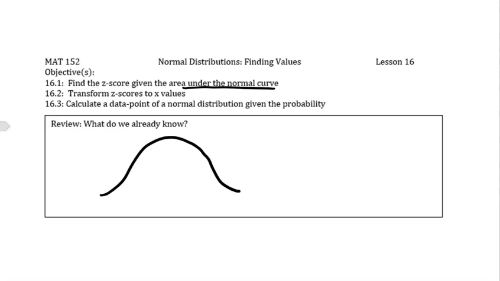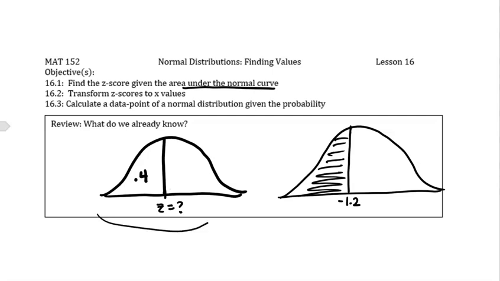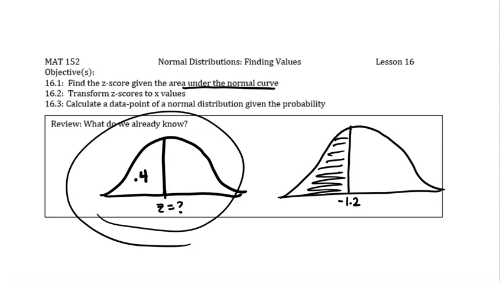So a quick example of that is if I tell you that the area right here is 0.4, what is this z-score? We already know how to do the problems if I tell you that this z-score is negative 1.2. We know how to take this z-score and go find the area. We can use a calculator, we can use StatCrunch, or we can use the tables. But today we'll be talking about, if I tell you the area, how do you go backwards and find the z-score?